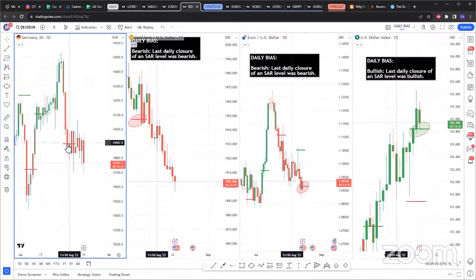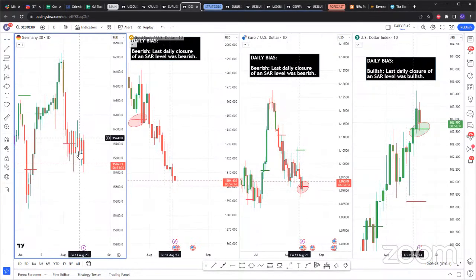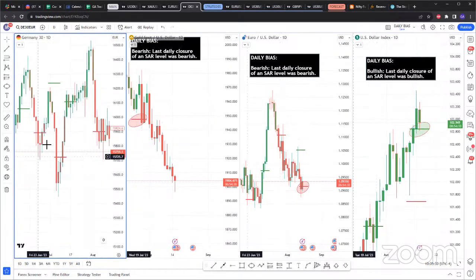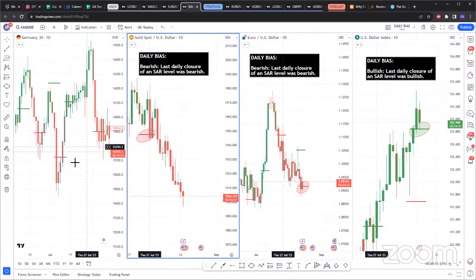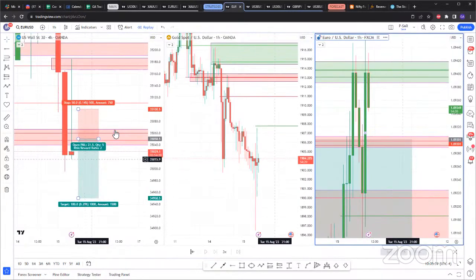Yeah, because right now the last daily SAR to close was a sell SAR. So you would be banking on sells right here. So this is another thing. When I say the last daily closure, keep in mind, the reason I like going to the 4-hour, oh God, look at US 30.